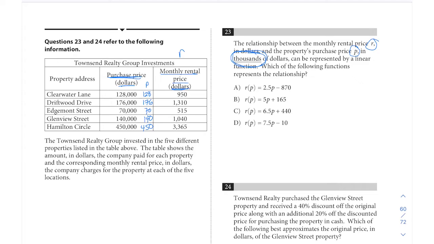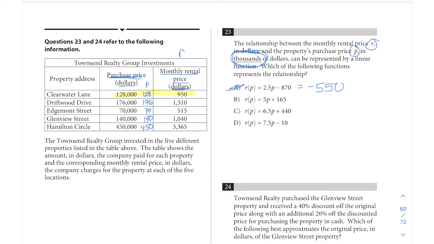So let's test these out. And you can pick any data set that you want. So let's just try this first one. If we plug in a 128 for P, we should get 950 for R of P for that rental price. And let's try that out. If we do 2.5 times 128, that's 320 minus 870. Well, that's a negative 550, so that one doesn't work when we plug in 128 for P. So that means A can't be our answer.